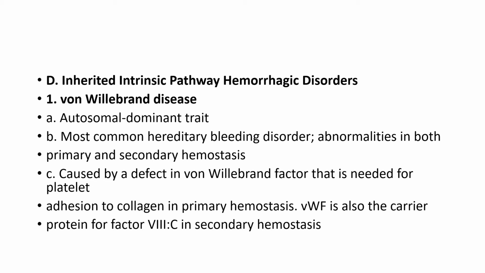Letter D, inherited intrinsic pathway hemorrhagic disorders. Number 1 is von Willebrand's disease. This is an inherited trait, autosomal dominant, and this is the most common hereditary bleeding disorder. There are abnormalities in both primary and secondary hemostasis. It is caused by a problem in the von Willebrand's factor, which is needed for platelet adhesion to collagen in primary hemostasis, and this is also a carrier for factor 8C in secondary hemostasis.